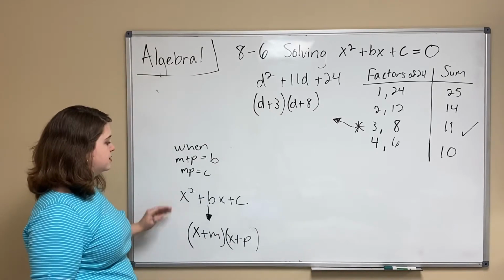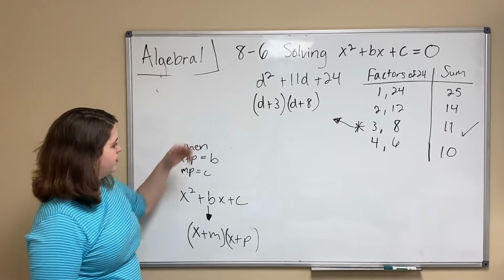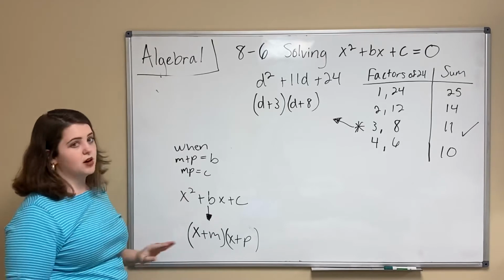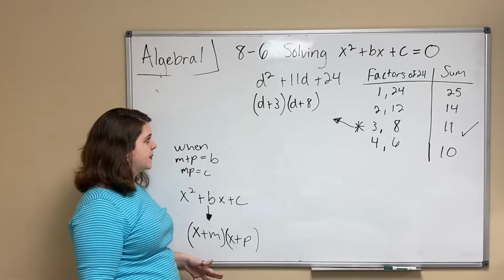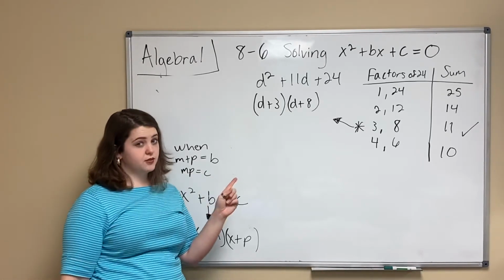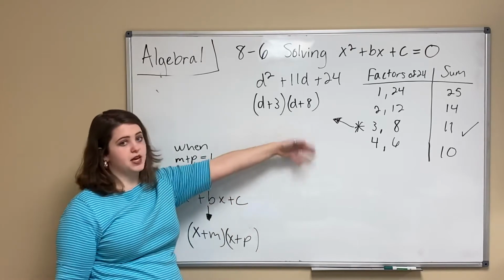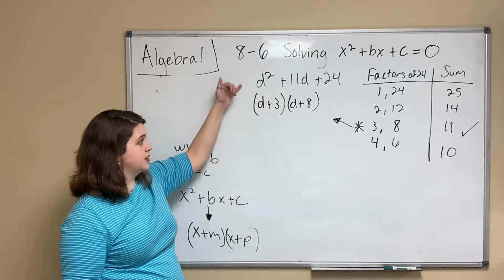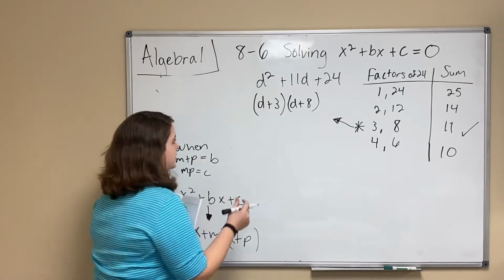We've taken this into this by figuring out what our m and our p are. Now if you want to check if you did it right, all you have to do is multiply them out and you should come back out to this number. So let's try that together.